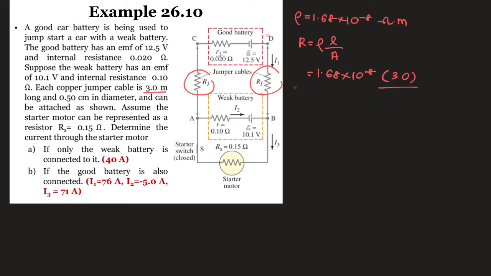Okay, and the area is going to be pi r squared. So pi multiplied with the 0.50 centimeter here. Please convert that into meter, so 5 power of negative 3, squared. Okay, so you are going to get this value of the resistor here, which is going to be 2.57 power of negative 3 ohm. Once you're done with that, then you can actually start using Kirchhoff's law.